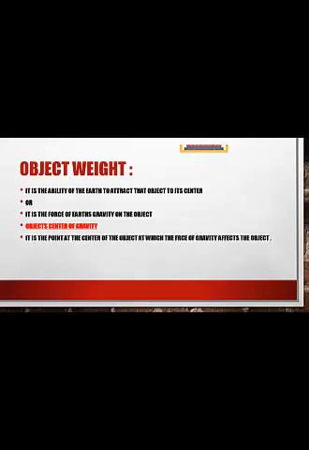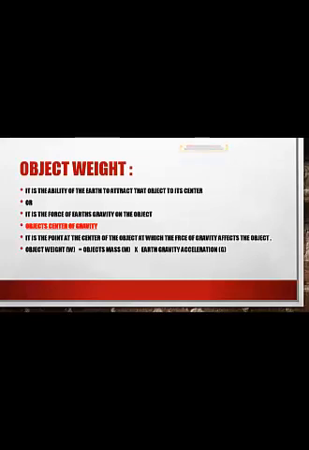Object center of gravity. Every object has a center of gravity. It is defined as a point at the center of the object at which the force of gravity affects the object.